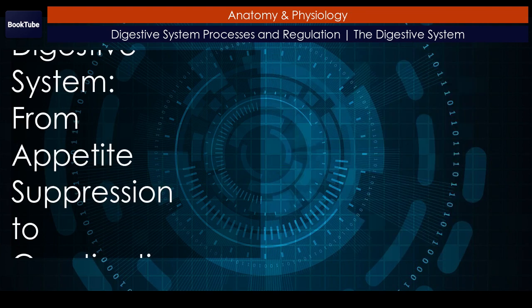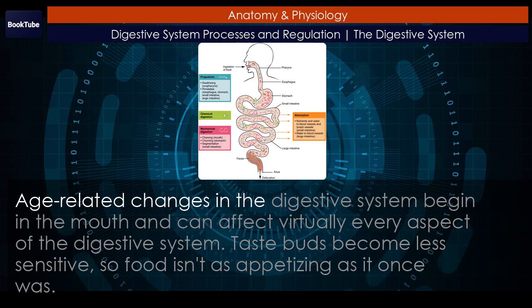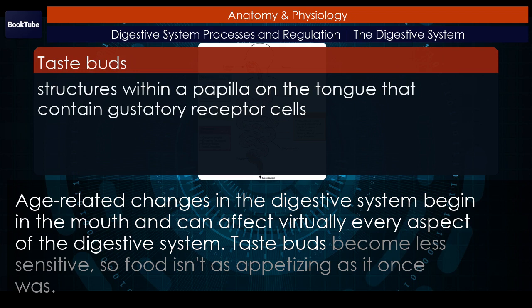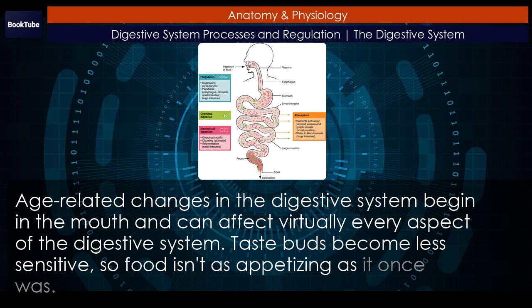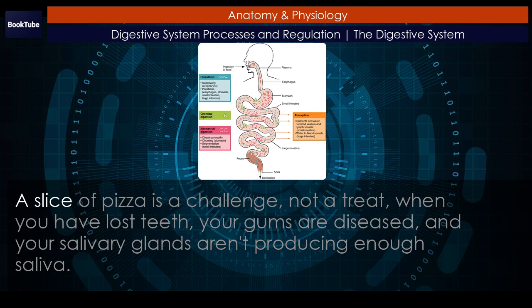Aging and the digestive system, from appetite suppression to constipation. Age-related changes in the digestive system begin in the mouth and can affect virtually every aspect of the digestive system. Taste buds become less sensitive, so food isn't as appetizing as it once was. A slice of pizza is a challenge, not a treat.